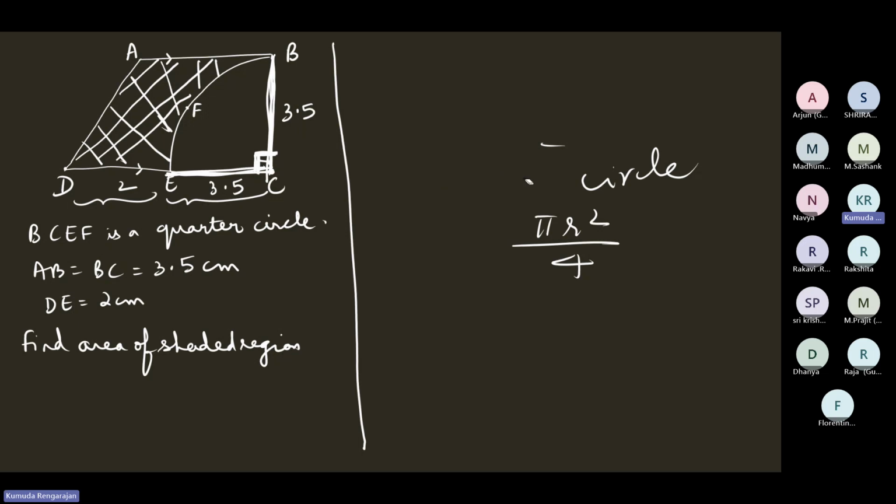So we have everything to find the area of the trapezium and the quarter circle. The difference, area of the trapezium minus the area of the quarter circle, will be the area of the shaded region. Correct? All of you got it?